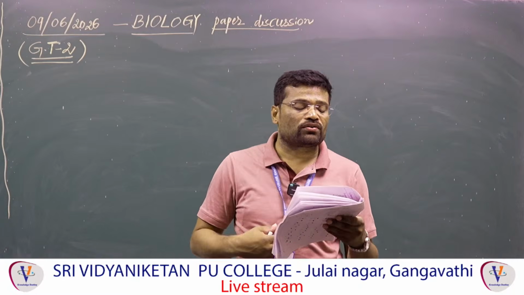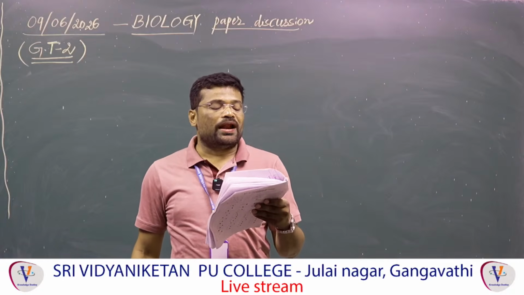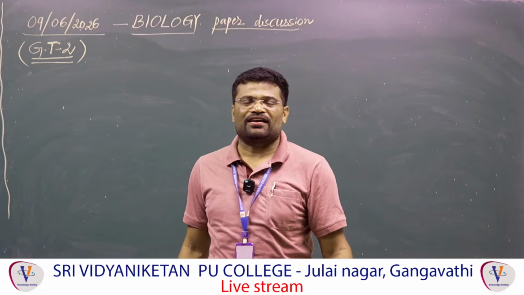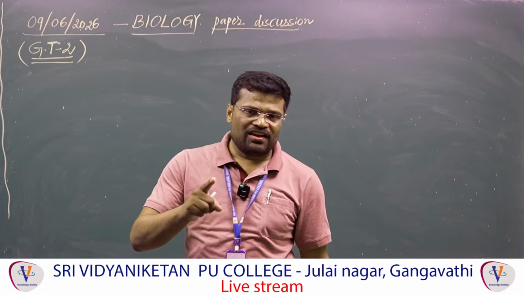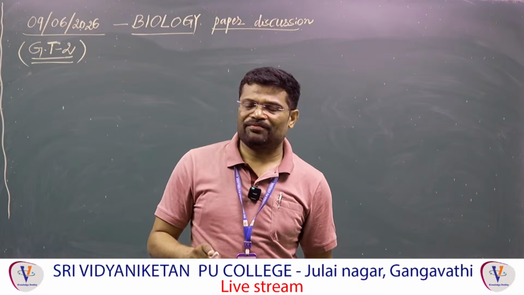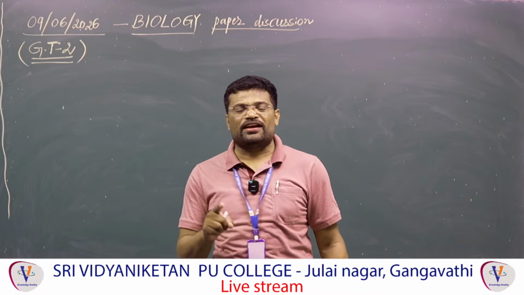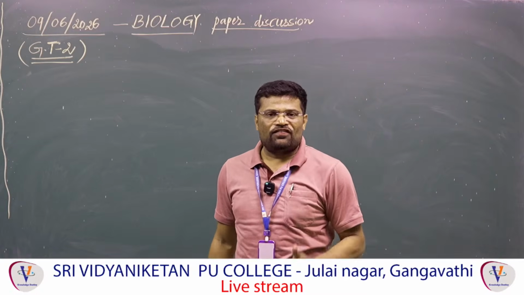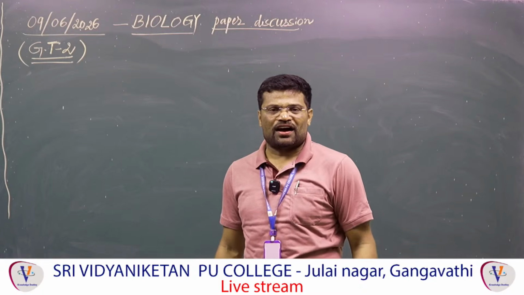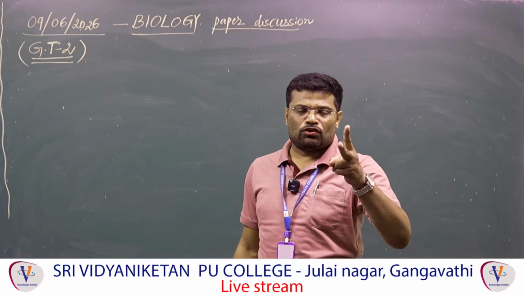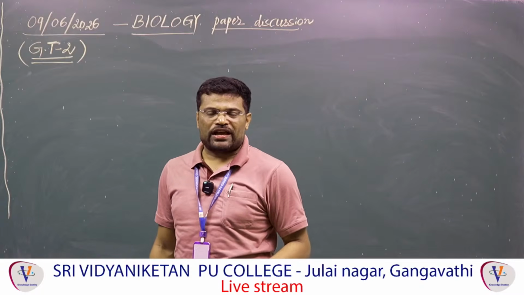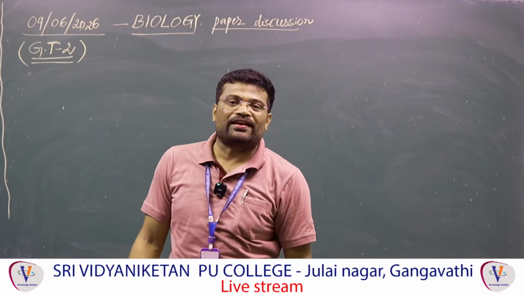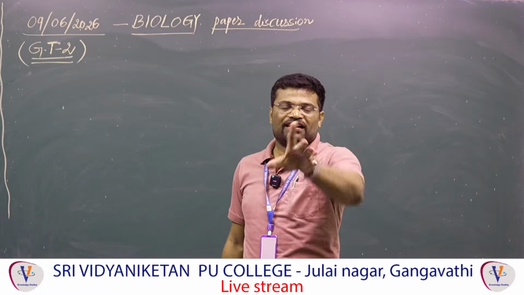Next, 143. Blood from the sinus venosus of the frog first enters into the right atrium. 100% correct. Sinus venosus is a triangular sac formed by the union of two precaval veins or superior vena cavae and one postcaval vein or inferior vena cava, which opens directly into the right atrium.